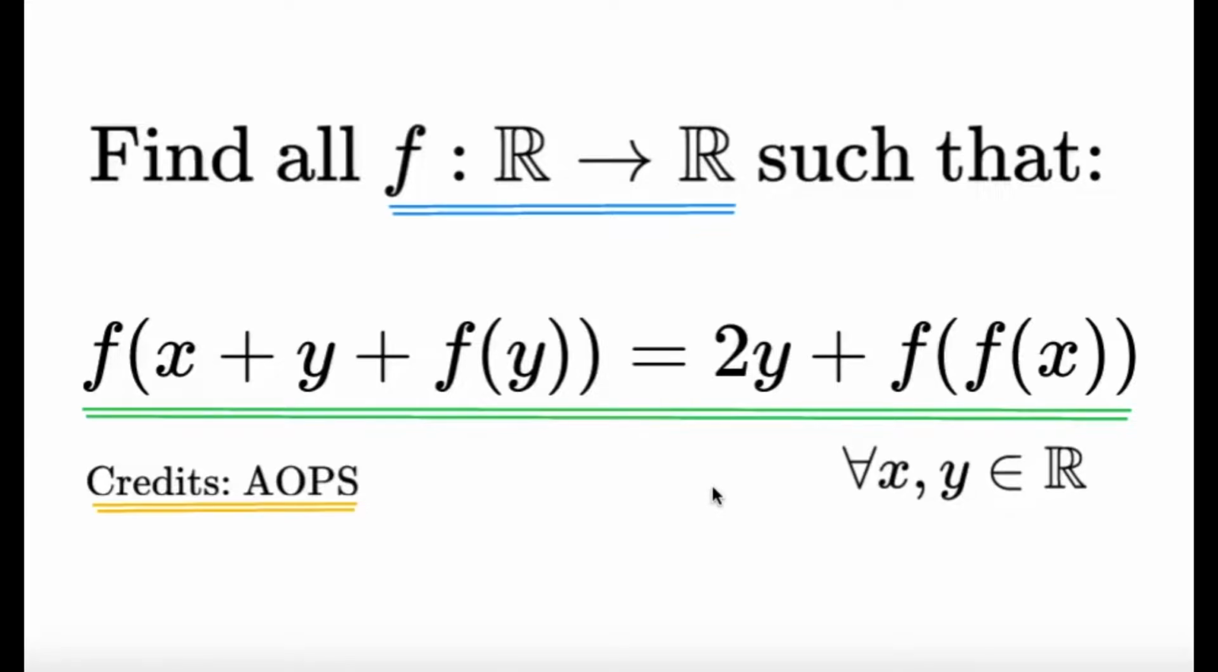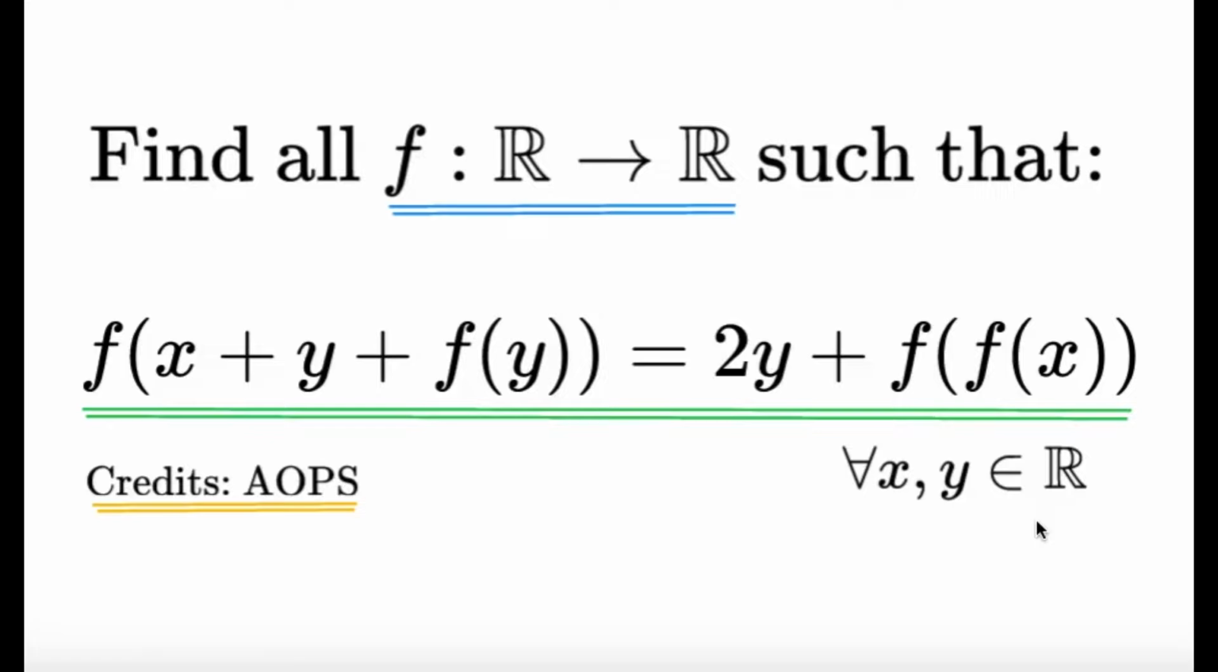Here's an item on algebra. Find all functions f mapped from the set of real numbers to the set of real numbers such that f of x plus y plus f of y equals 2y plus f of x for all real numbers x and y. Credits to the Art of Problem Solving community for this item.